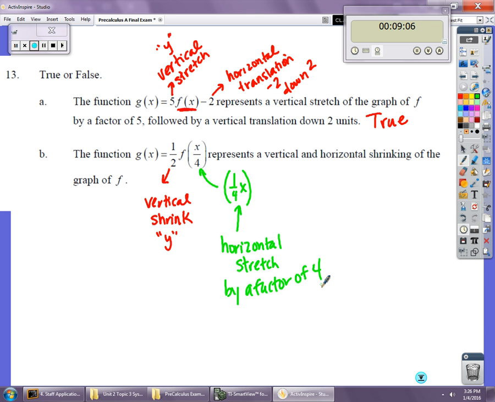So let's take a look at what it says. It says a vertical and horizontal shrinking, and that's actually false because the horizontal is a stretch, not a shrink. So remember, everything that happens to x is backwards.